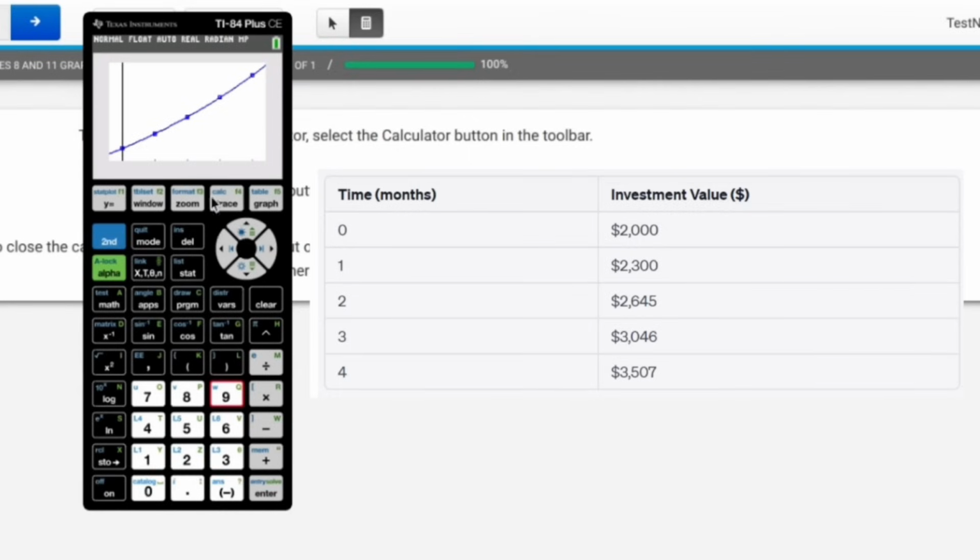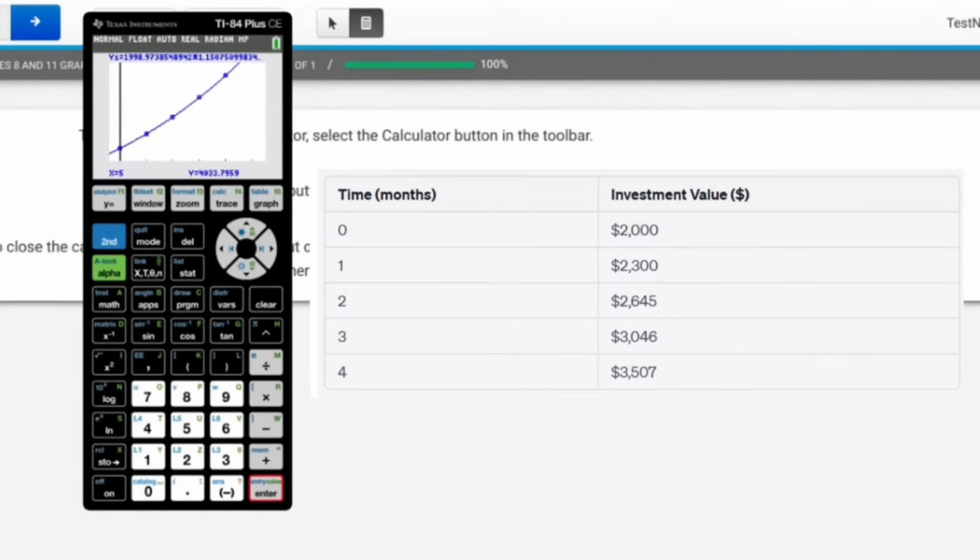Maybe, because what I need to do now is find the value at x equals 5. So second calc, although 5 might not be on here, let me check my window. Oh no, let me check my x max to 5. Yeah, I probably shouldn't have done that. Let's make it 5.5. Second trace takes me to value. Now I can type in 5, hit enter, and I get that number right there, 4,033.795.